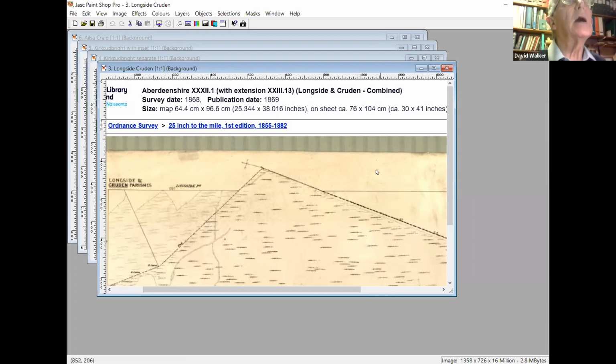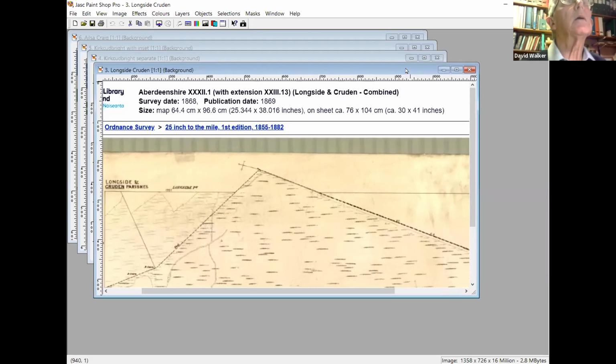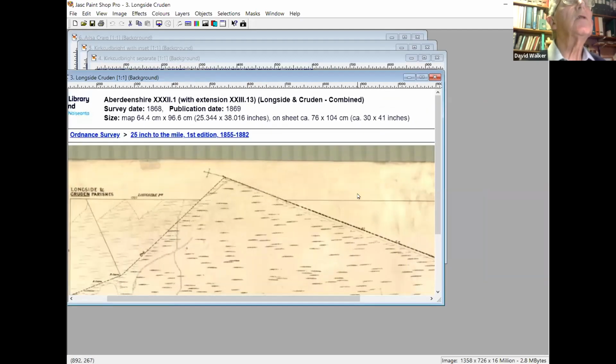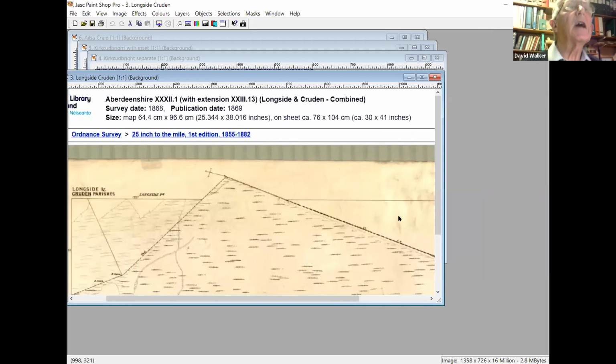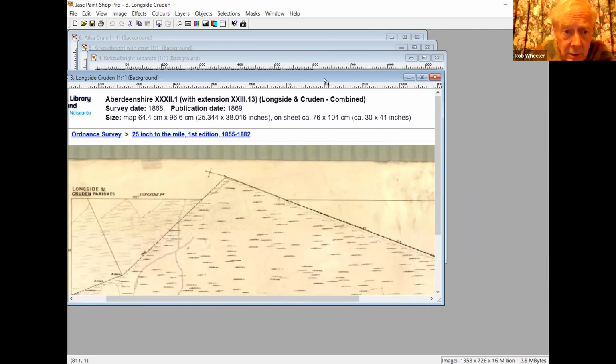But on the other side, where you've got Peterhead Parish, that is not. This where the hand is now, that's Peterhead. So Peterhead is blank. Peterhead has to have an extension on a different sheet. So it is a bit discretionary, isn't it? It is, yes. So I'll keep moving.